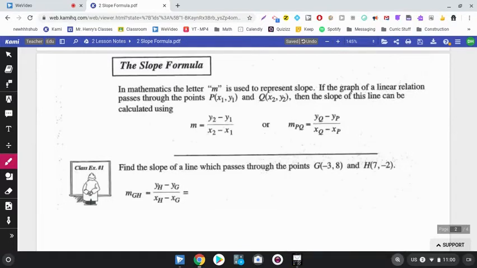here's P, my first x and my first y, so (x1, y1), and then Q, (x2, y2). Then the slope of the line can be written as (y2 minus y1) over (x2 minus x1). Or, if you use the letters like we did before, y from the second one minus y from the first, over x from the second minus x from the first. We might use the letters, but normally I just deal with y1, y2, x1, x2. This is the slope formula.